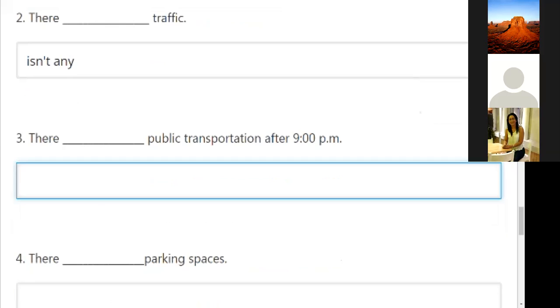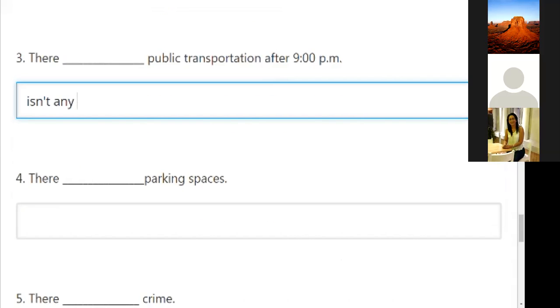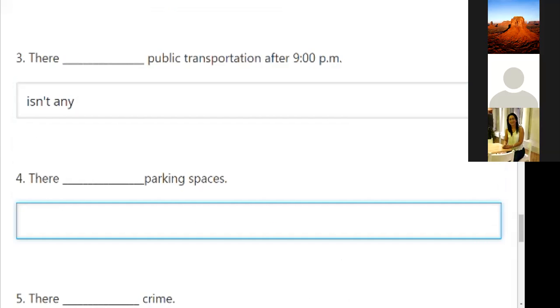Karen again. Karen Melendez. Why me? There isn't any public transportation after 9 p.m. Yeah, there isn't any public transportation after 9 p.m. Good job. Okay, let's see who else.